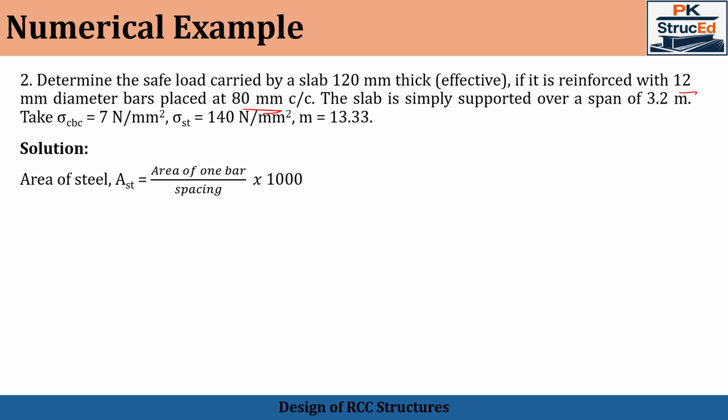The area of the steel provided will be calculated using the relationship area of 1 bar divided by the spacing, into 1000. Since we are taking it for 1 meter, that is why this 1000 is used. So the area of 1 bar is pi by 4 into 12 square, divided by the spacing, which has been given as 80 mm. Using these values, we can calculate the area of the steel as 1413.72 millimeter square.